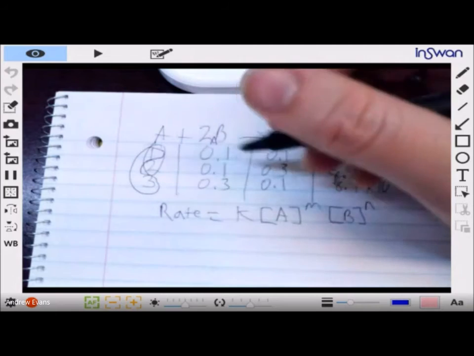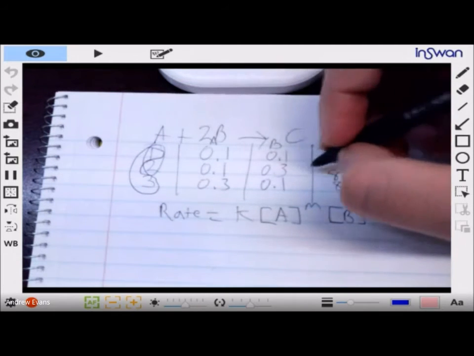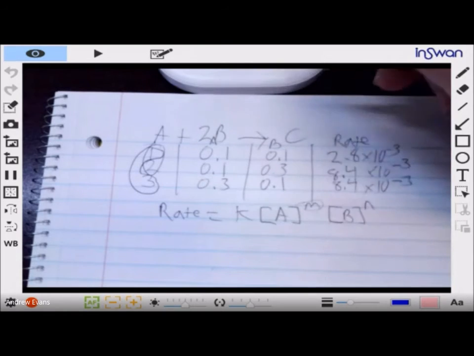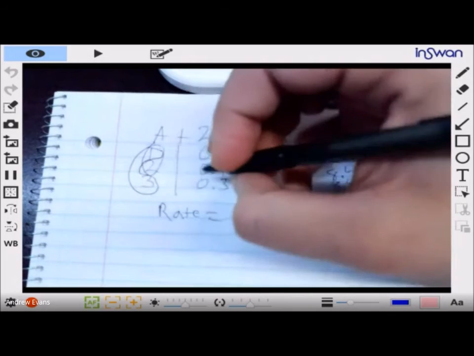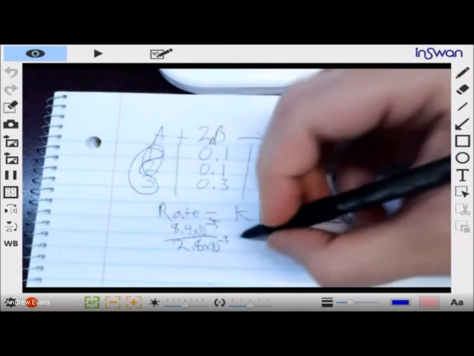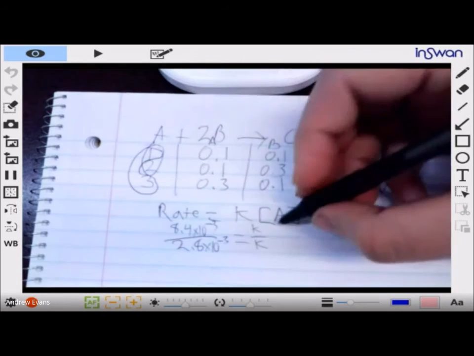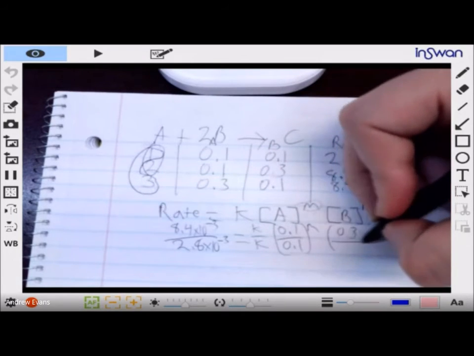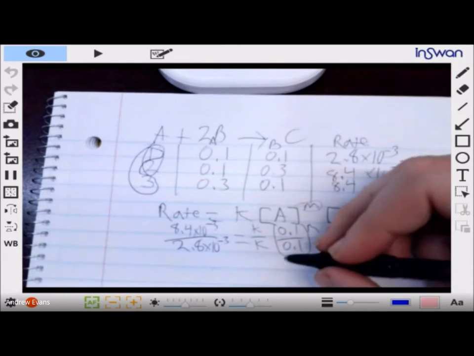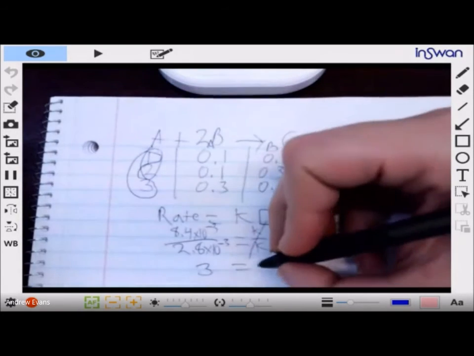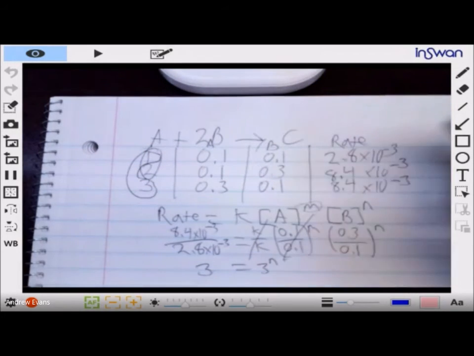And we're going to compare two reactions so that A stays the same on one of them and B stays the same in the other one, and look at how this is affected by the order. So in this case, if I compare 1 and 2, 8.4 times 10 to the negative third over 2.8 times 10 to the negative third equals K over K, 0.1 over 0.1, 0.3 over 0.1. So this 1 over 1 cancels out. K over K cancels out. So we have 8.4 over 2.8 is 3. 3 equals 3 to the n. In this case, it's obvious. N must equal 1.